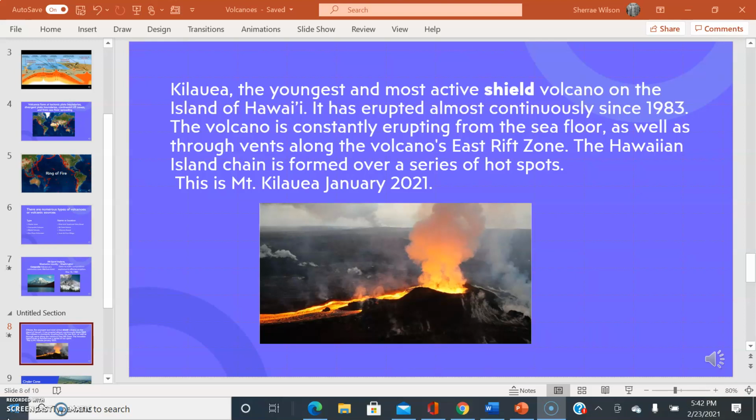Kilauea is the youngest and most active shield volcano on the island of Hawaii. It has erupted almost continuously since 1983. The volcano is constantly erupting from the summit as well as through vents along the volcano's east rift zone. The Hawaiian island chain is formed over a series of hotspots. This is a photo of Mount Kilauea in January of 2020.